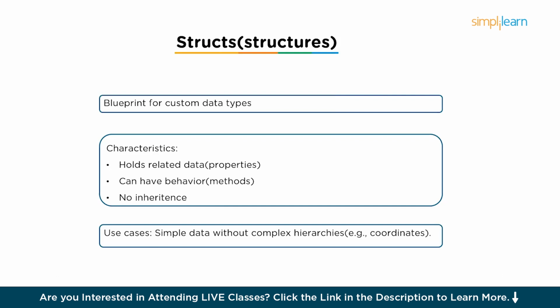The second being can have behavior, which is methods. In addition to holding the data, structs can also contain functions called methods that define actions or operations that can be performed on that data. Thirdly, we have no inheritance. Unlike classes, structs do not support inheritance. This means you cannot create a new struct that is based on an existing struct.